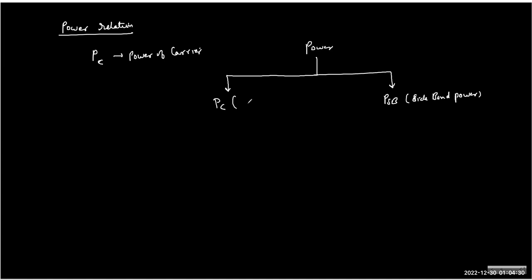And this is the carrier power. And this is called the total power, PT. But the sideband will have two other parts, PLSB and PUSB.